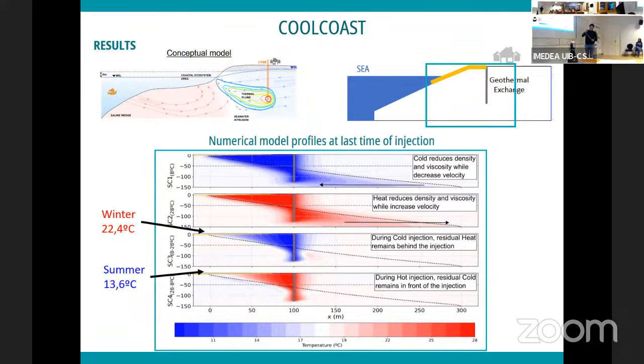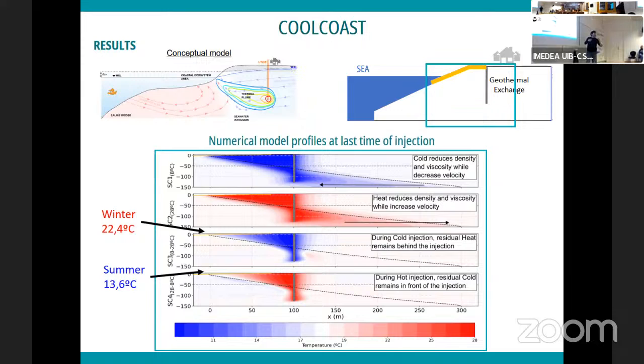Okay, what happened here? We are cooling this area, this seawater interface, which reduces the density and viscosity. And what happens when we reduce the density and viscosity? It decreases the velocity. The groundwater that is discharging here has less velocity, not so much, okay? But at the same time, this water is heavier and pushes this seawater interface to the sea.